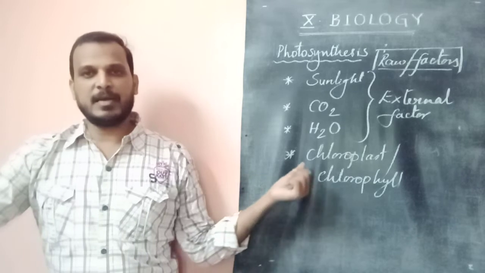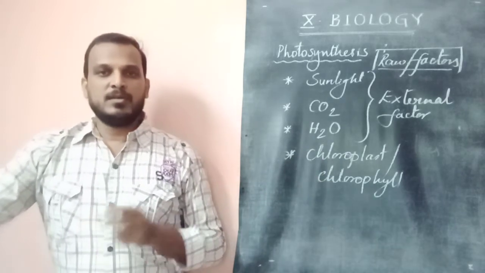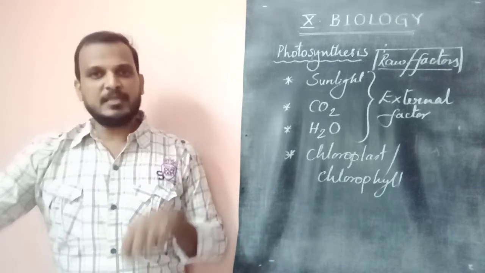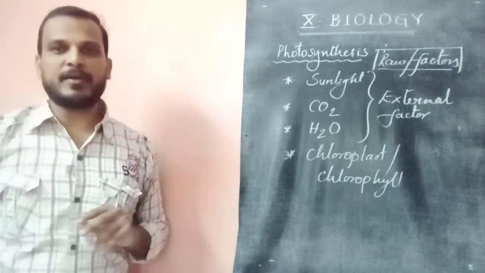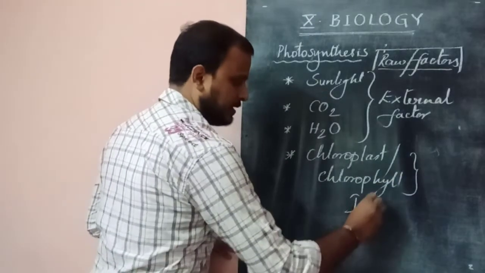Understand it, children? We will have a great discussion about these things in the further sessions. So the chloroplast with chlorophyll is present within the plant body itself. No need to bring it from outside. So it is not an external factor. It is called an internal factor.